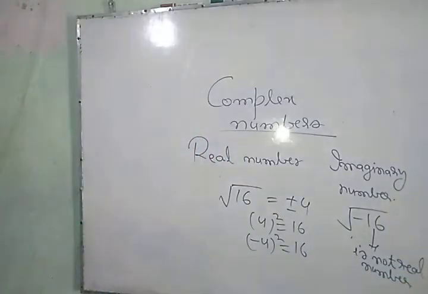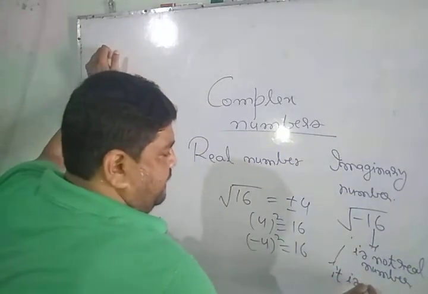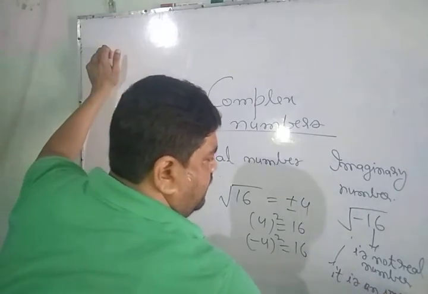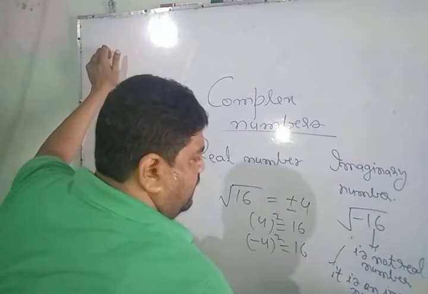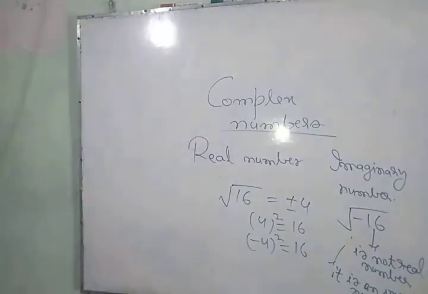Root minus 16 is not a real number, because there is no such number whose square is minus 16. So when it is not a real number, it means it is an imaginary number. So I think you have understood the difference between a real number and an imaginary number.